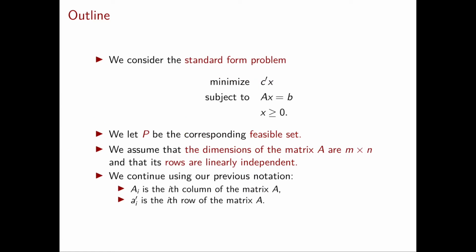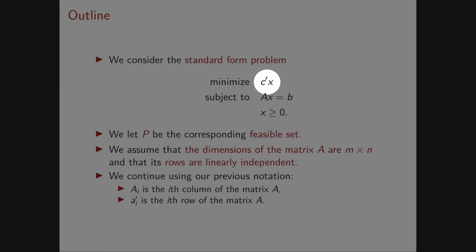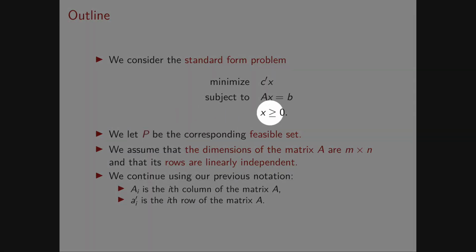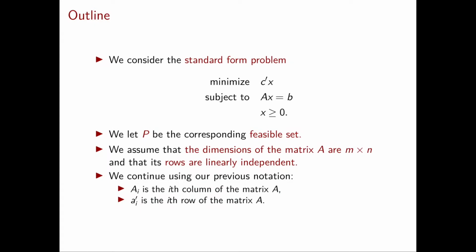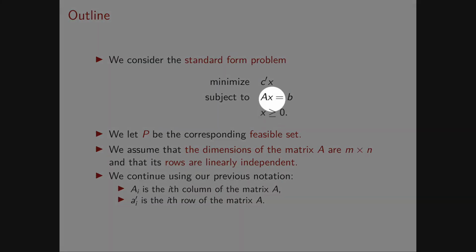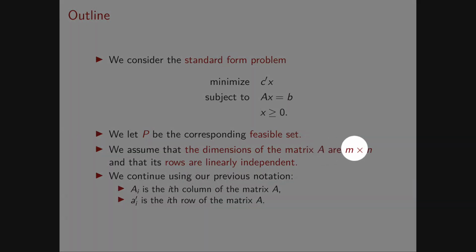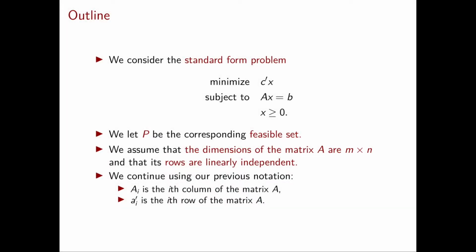Let's start with some notation that we will always be using in chapter 3. We will always consider standard form problems, and we are always going to use the same notation. So our standard form problem is of the form: minimize c transpose x subject to Ax equal to b and x greater than or equal to 0. We will be using capital P to denote the corresponding polyhedron, namely the set of non-negative vectors x that satisfy Ax equal to b. Also, we assume that the dimension of A is m times n, so we have m equality constraints and n variables.